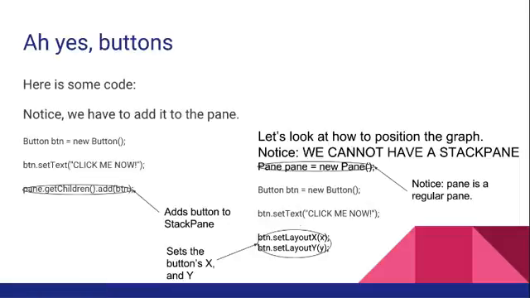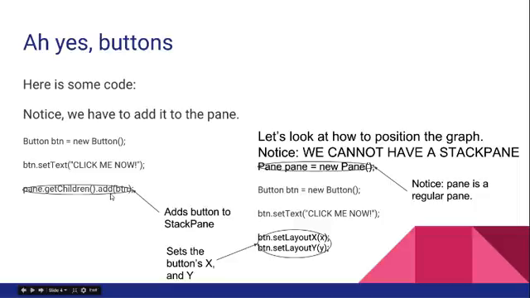Buttons. So, here's some code. Notice that we have added it to a pane, not a stack pane. See, it says notice. Pane is a regular pane, not a stack pane. So we need to create a new button object, and just set the text. That's the same thing as Swing in JFrame and JPanel. But this is where it gets a little different.